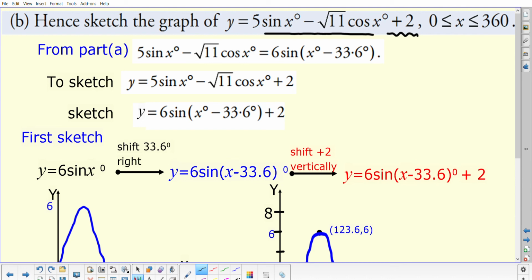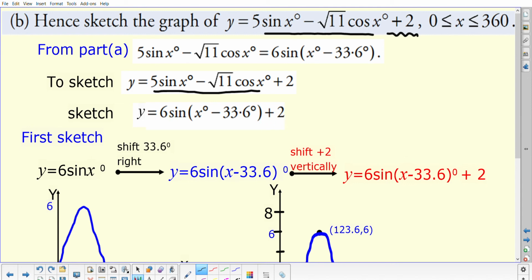So what you have to think about is, well, I know what this bit is, this sine x minus the root 5 sine x minus root 11 cos x. I've just come up with an alternative expression for that. That's the 6 sine x minus 33.6. So basically, to sketch all that, we replace the sine and minus the cos bit with that. So this is the graph here that we need to sketch.